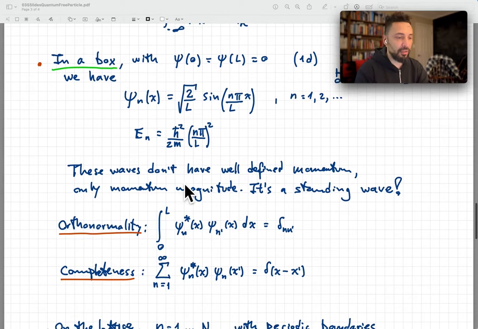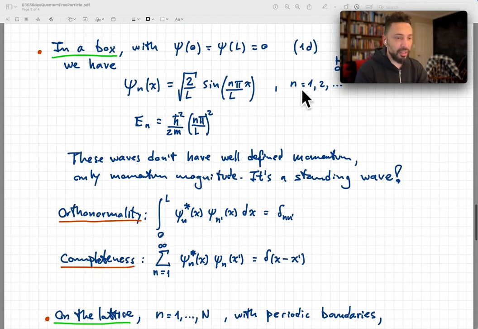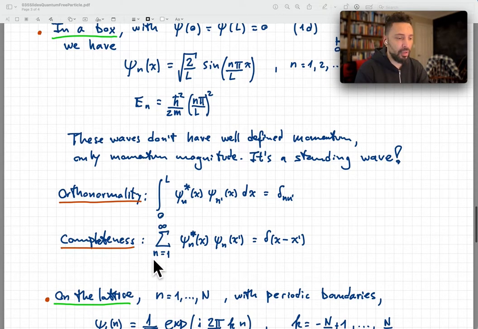And so that tells you that the states come indexed by an integer n, actually a natural number n, starting at 1 and going to infinity. And so we have to sum over all of those. So n equals 1 to infinity is our sum. And we get psi n of x prime, the first one complex conjugated again, and that gives you a delta of x minus x prime.